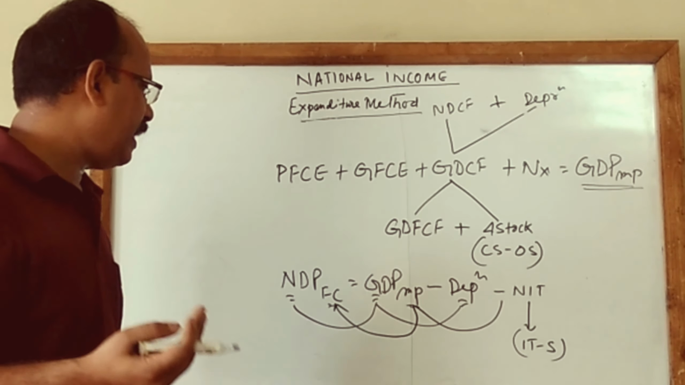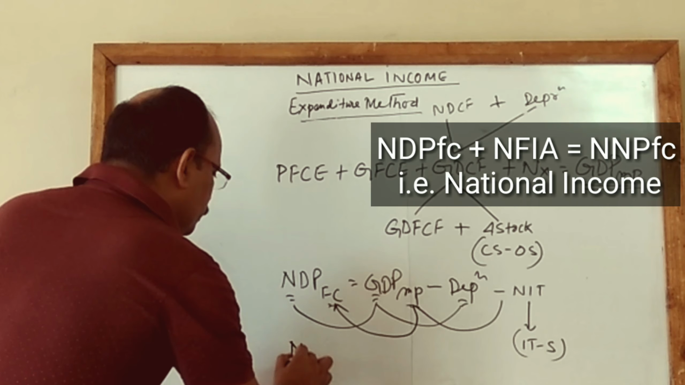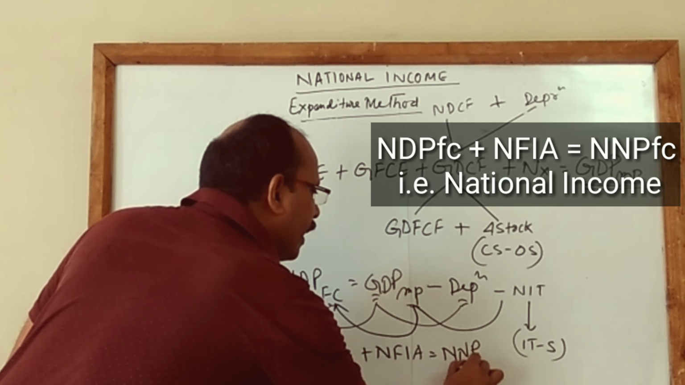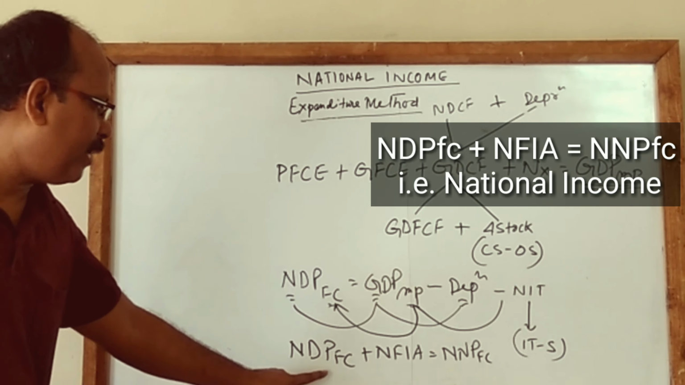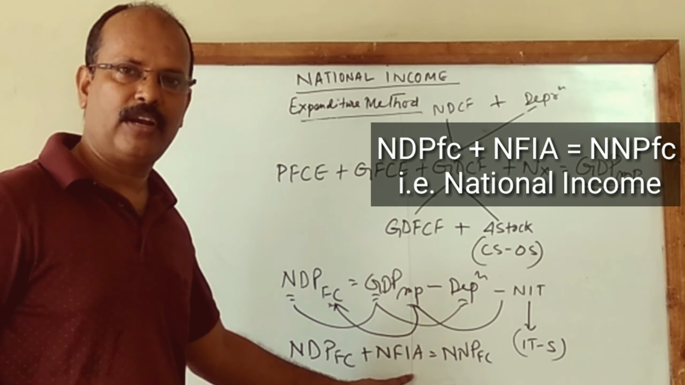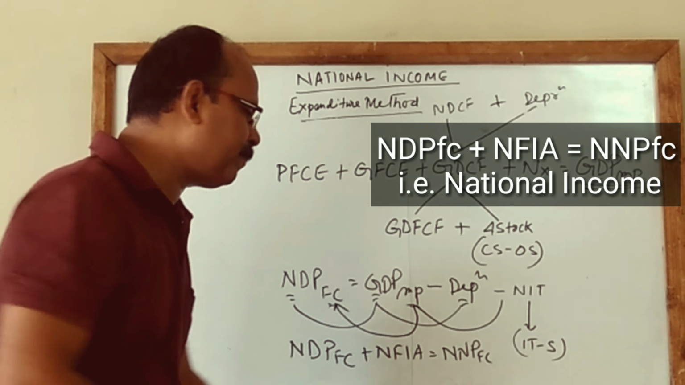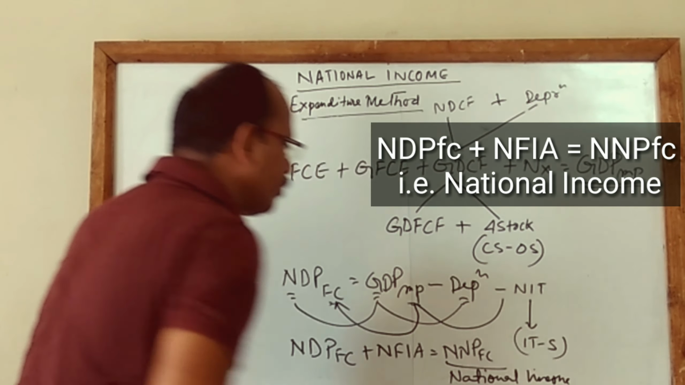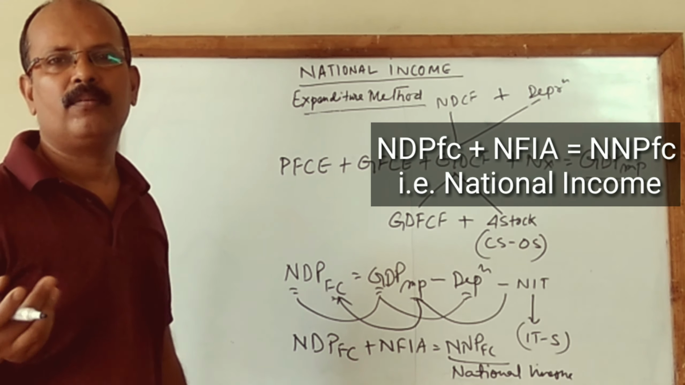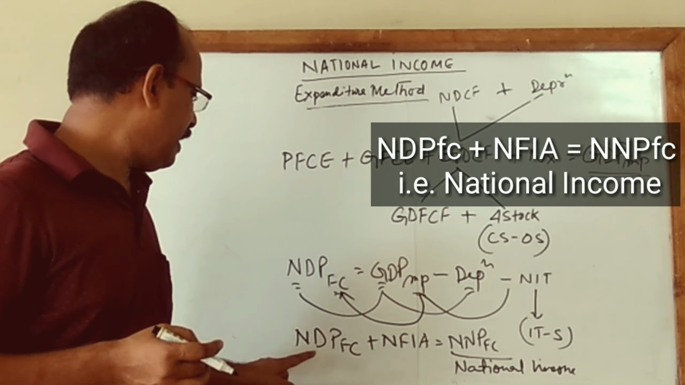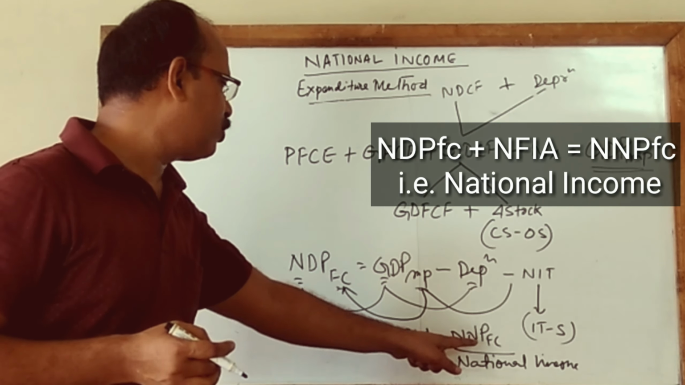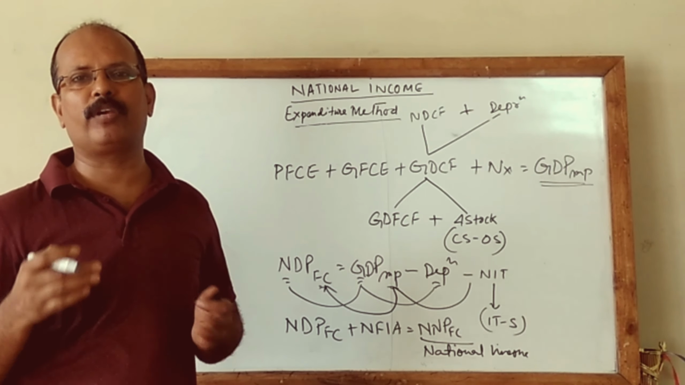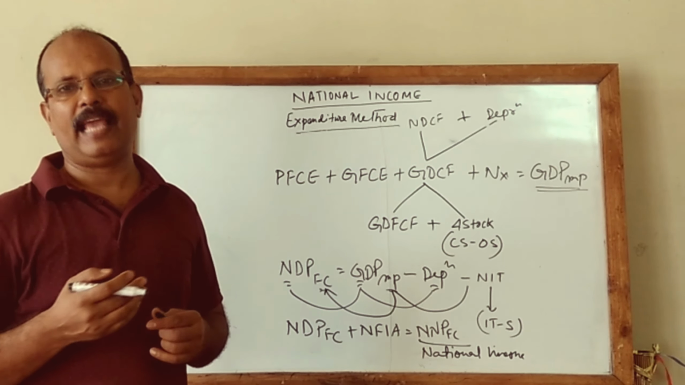Next, with NDP-FC, if we add NFIA, net factor income from abroad, we will get NNP-FC, and the NNP-FC is nothing but our national income. So the last step is NDP-FC plus NFIA is equal to NNP-FC, that is national income. So these are the steps by following which we can find out national income by expenditure method.